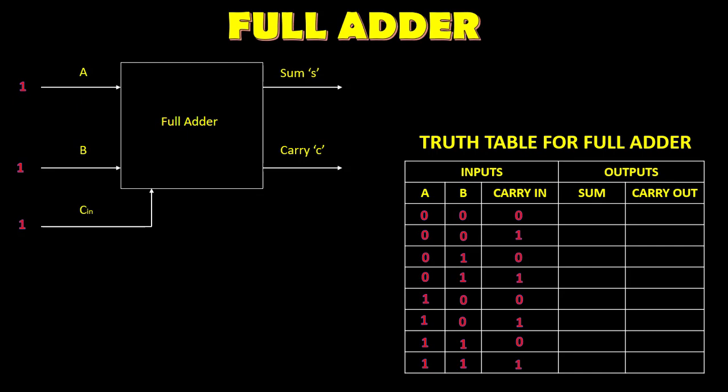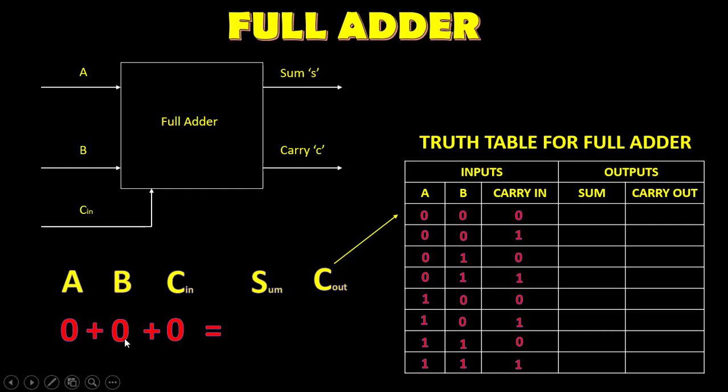Now to find the outputs sum S and carry C, we use 3-bit binary addition. To fully understand this next part, watch my video on binary addition. Looking at the first row of inputs on the truth table, let's look in more detail. We're taking the first term, 0 plus 0 is 0, and 0 plus 0 is 0. So the sum is 0, and there is no carry bit. So carry out is 0.